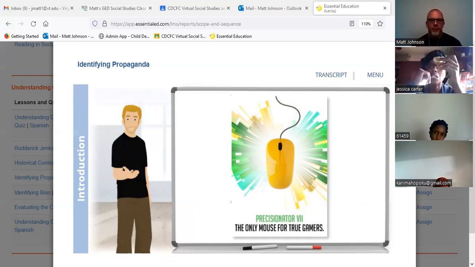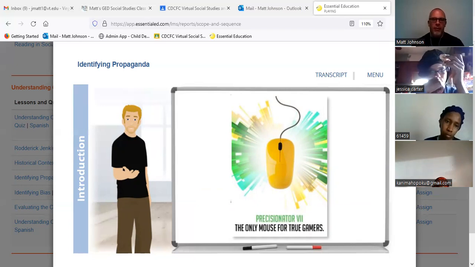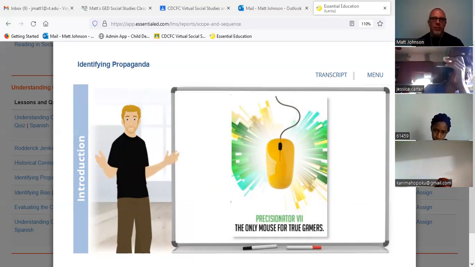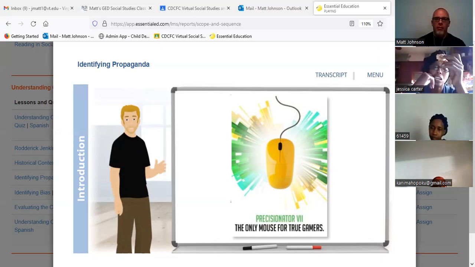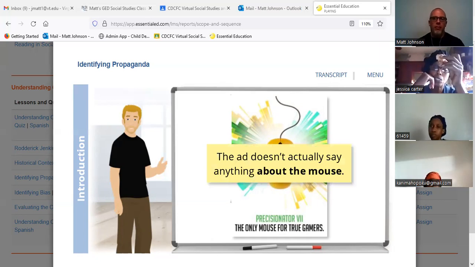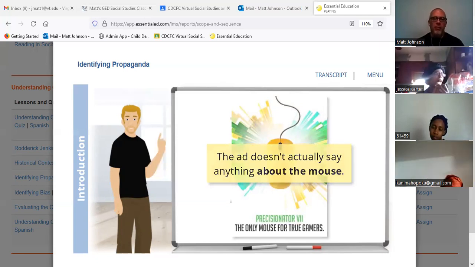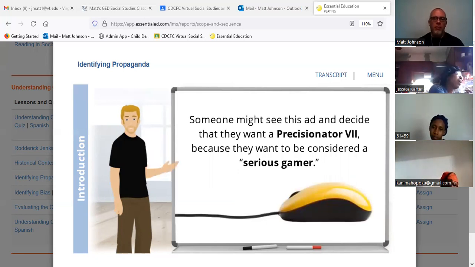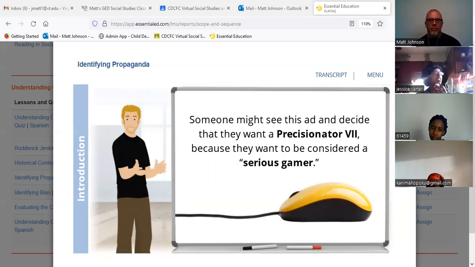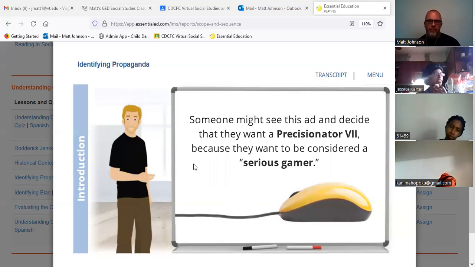gamers. The only mouse for true gamers? Yeah, right. Sure it is. But you see what the ad is trying to do? It's trying to convince PC gamers, people like me, that we won't be considered a serious gamer unless we buy this mouse. And dude, that's not at all true. Do you notice how the ad doesn't actually say anything about the mouse? Well, that's because there's nothing good to say about this mouse. It's junk. I'm surprised they can sell any of these things. But some poor kid might see this ad and decide that he wants a Precisionator 7 for Christmas. Not because the mouse is good for gaming, but because he wants to be considered a serious gamer. The company is selling an image of yourself as a pro gamer. And that's just one propaganda technique. I'm going to go over 7 of these things.